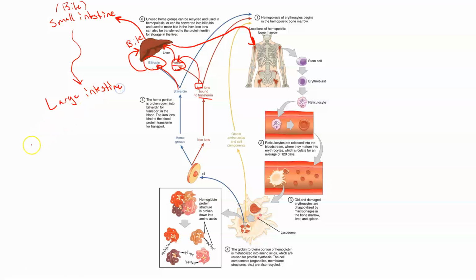And in the large intestine, bacteria will take bile, any bile that remains, and they will convert it to this substance which is called urobilinogen. Urobilinogen could get converted into stercobilin, and stercobilin is brown.